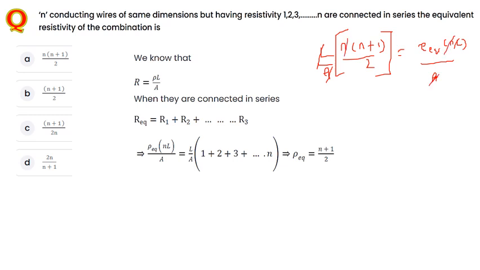For this one, rho equivalent will be equal to, so what you are having here is (n+1)/2. This is the formula here, and I hope you know how we are using this formula. Already you know this one.